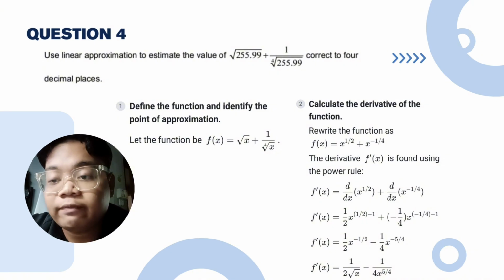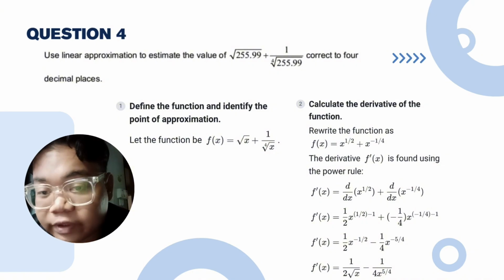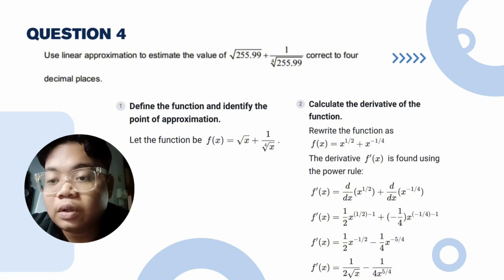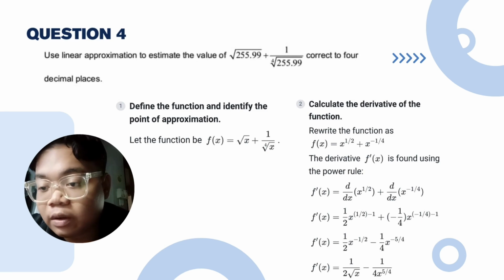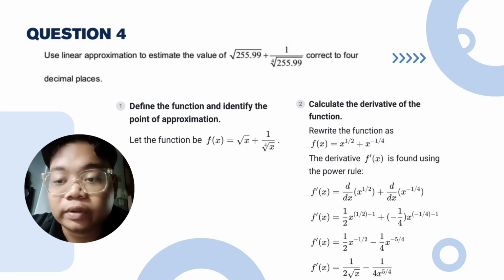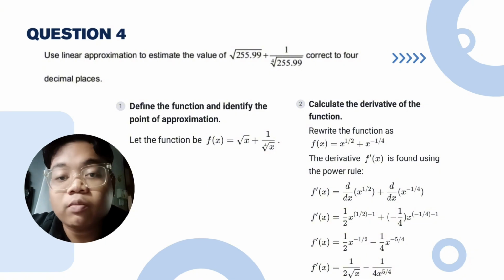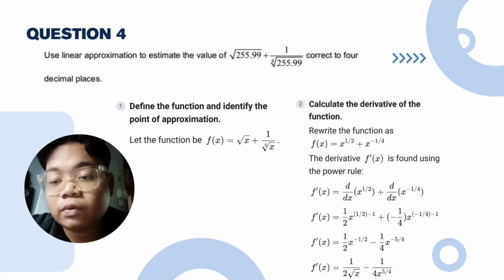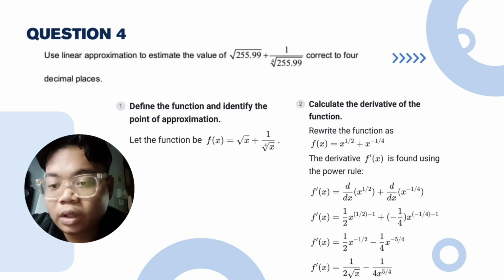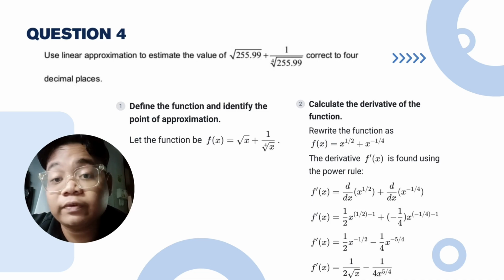Next, we are going to calculate f prime of 256, where we do the solution and get f prime of 256 equals 1 over 32 minus 1 over 4096. To subtract these fractions, we must find a common denominator, which is 4096, where the equation will be f prime of 256 equals 128 over 4096 minus 1 over 4096, where the answer is 127 over 4096.